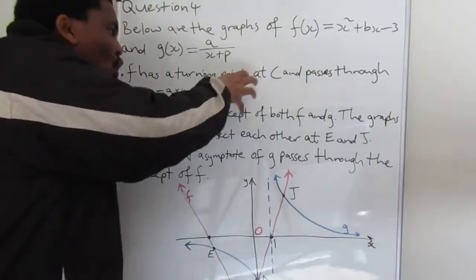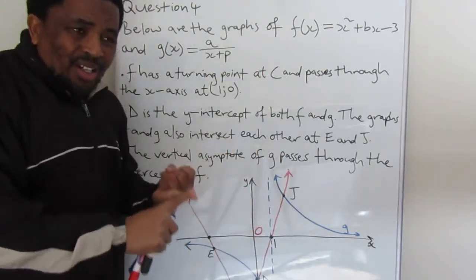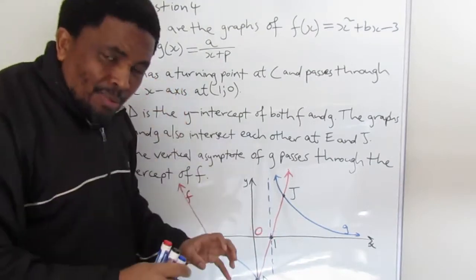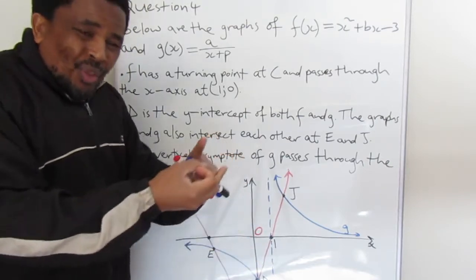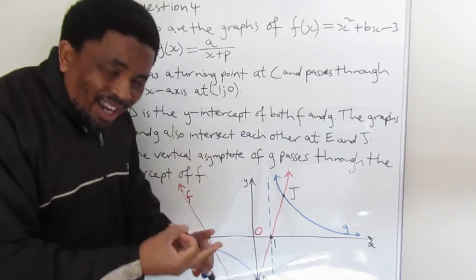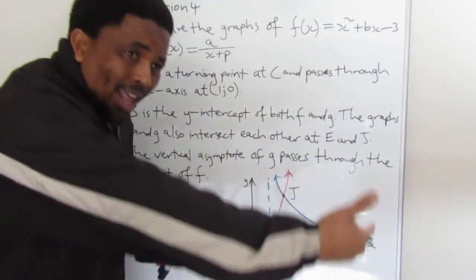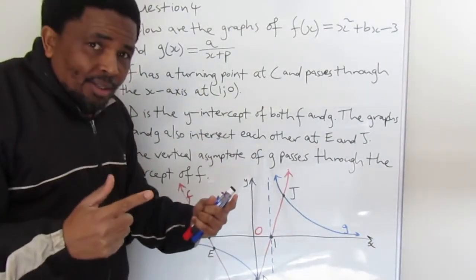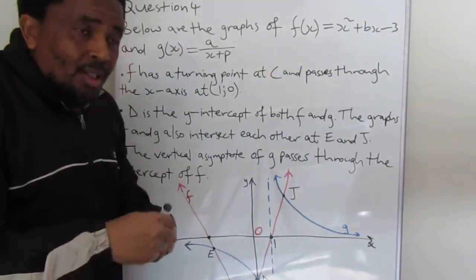Even before I look at whatever I am given, whenever I have a graph, any type of graph, it doesn't matter, the shape of the graph is very important. The position of the graph is very important. The intercepts are very important: your x-intercepts versus your y-intercept. That's very important when you are dealing with graphs.